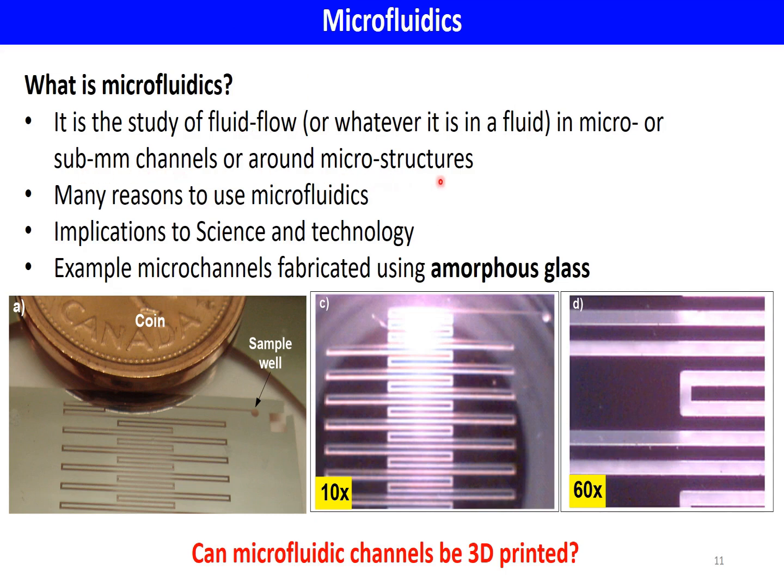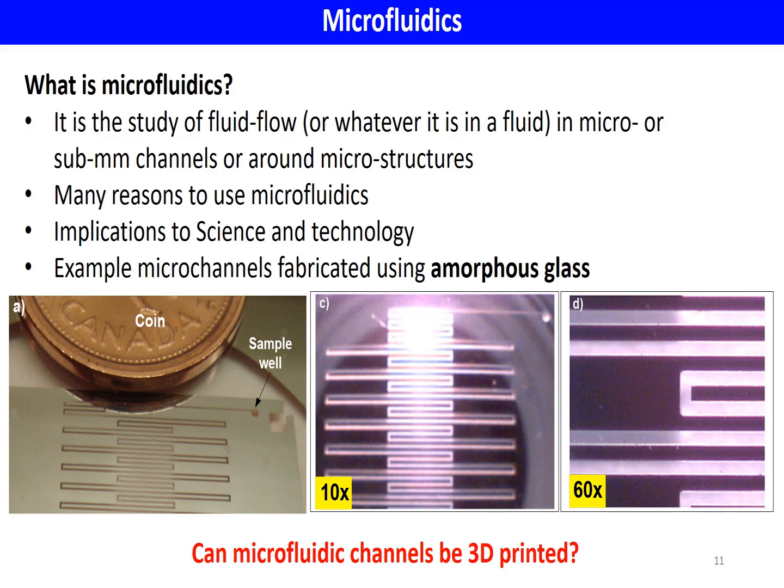There are many reasons to use microfluidics: small sample size, lower amount of reagents, thus reducing cost, etc. Significant implications to science and technology. In biology, for example, there is not enough sample, so we have to use microfluidics. And there are some examples of microfluidic channels that were fabricated using amorphous glass in my own laboratory.